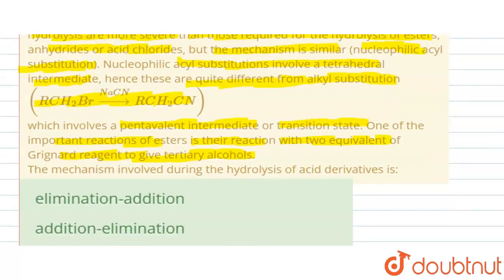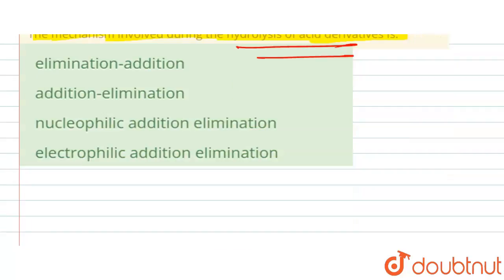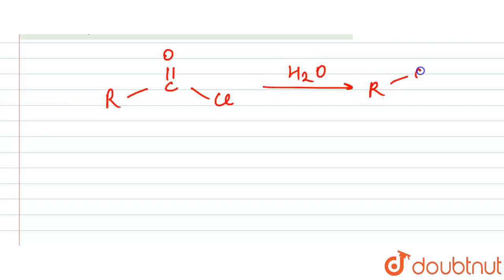But our question is: the mechanism involved during the hydrolysis of an acid derivative is? So we want to know that if we have hydrolysis of an acid derivative, what mechanism is followed. Here the acid derivative is an acid halide. When we have hydrolysis, we get the formation of the carboxylic acid. The mechanism followed here is for RCOCl.